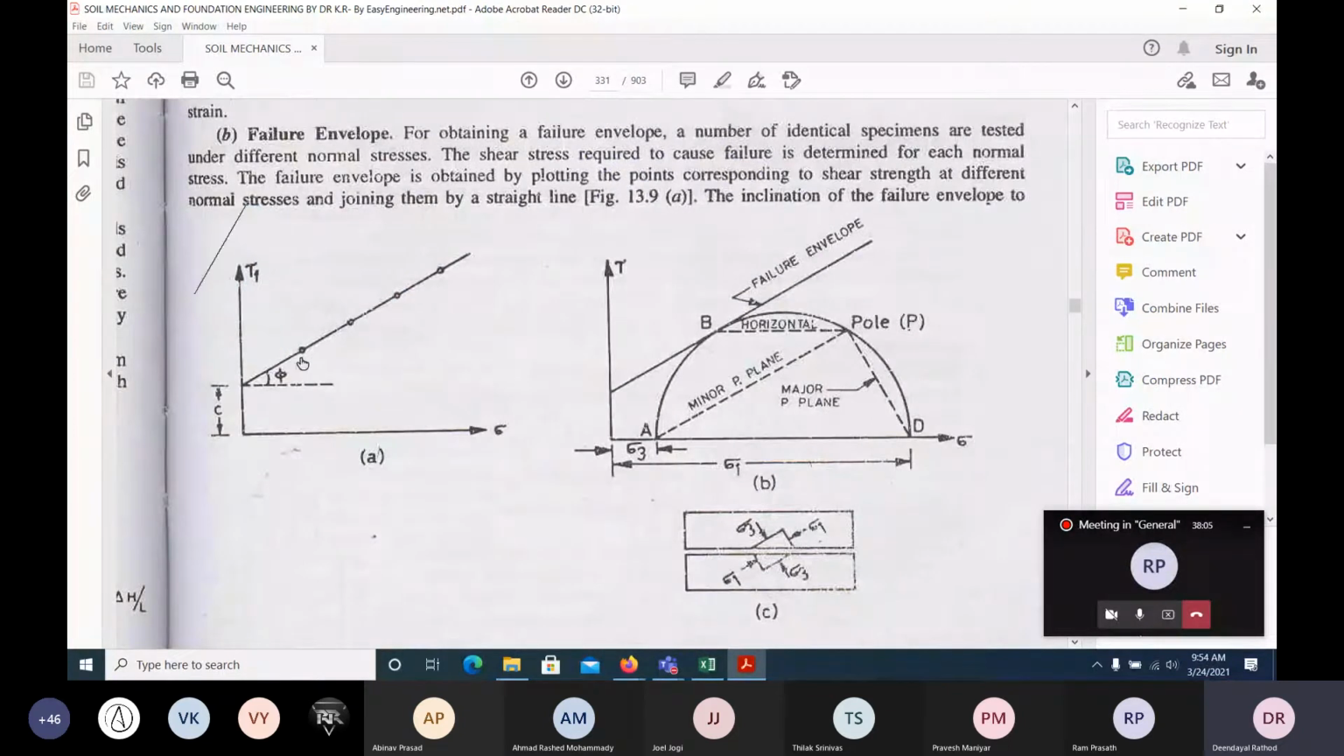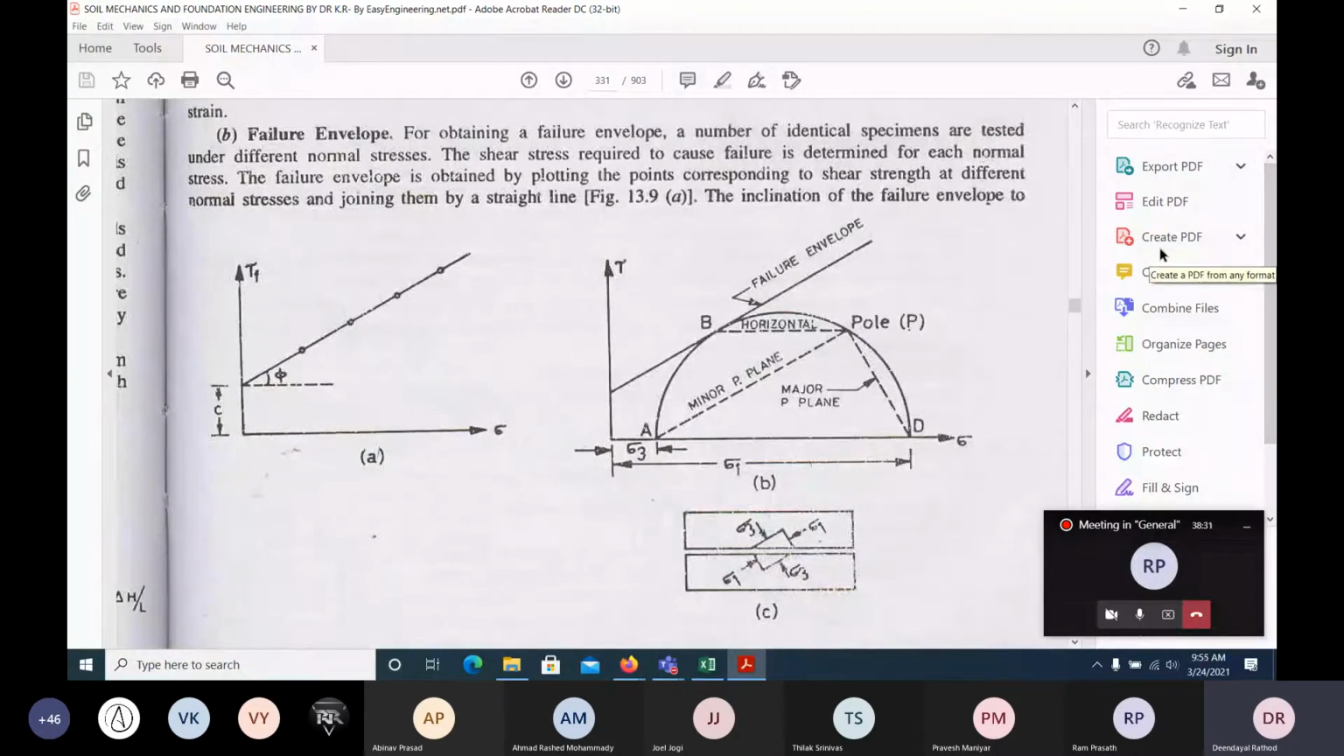This is for one normal stress, 1 point, 2 point, 3 point, 4 point, and so on. When you draw this envelope, this is the failure envelope for that particular soil. Understood? And already we have seen c is the intercept, cohesion, and this is the phi.